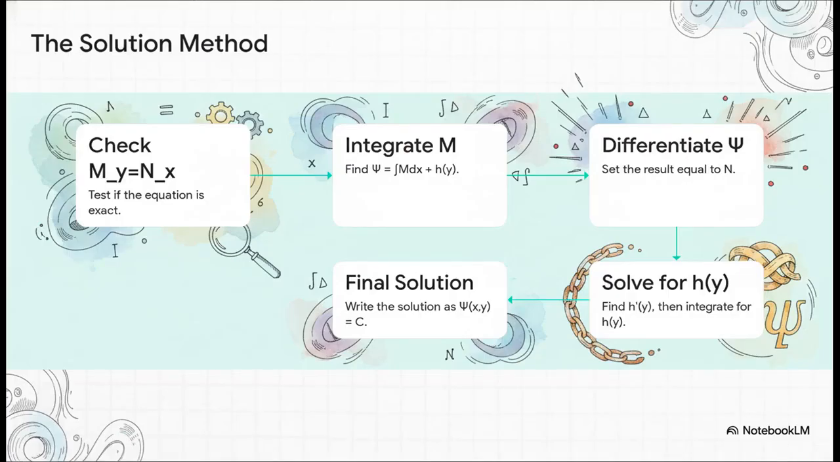And here is the 5-step recipe for success. First, you run the test. Second, you integrate M, but only with respect to x. Now, because this is a partial integration, your constant of integration isn't just a number, it's actually a function of y, which we'll call h of y. Step 3 is where the magic happens. You take what you just found, differentiate it with respect to y, and set it equal to N. This is the clever step that lets us figure out that unknown h of y function. In step 4, you solve for its derivative, then integrate to find h of y itself. And finally, you just plug it all back together. And if this process feels familiar, it should. It's exactly how you find a potential function back in Calc 3.